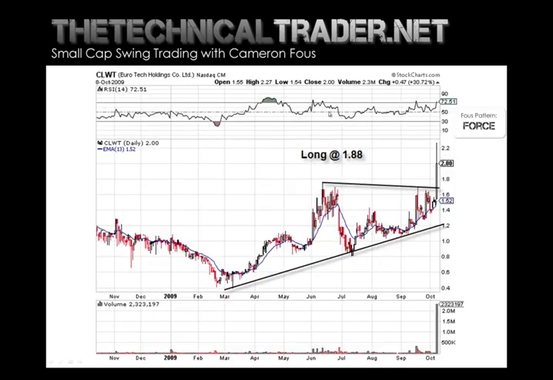Next up was CWLT. This is a force pattern. So as you can see here, we got this lead-in trend, kind of neutral, and then the formation of the three-phase breakout formation. So as it broke out above this neckline, I locked in, or I hopped in at $1.88.